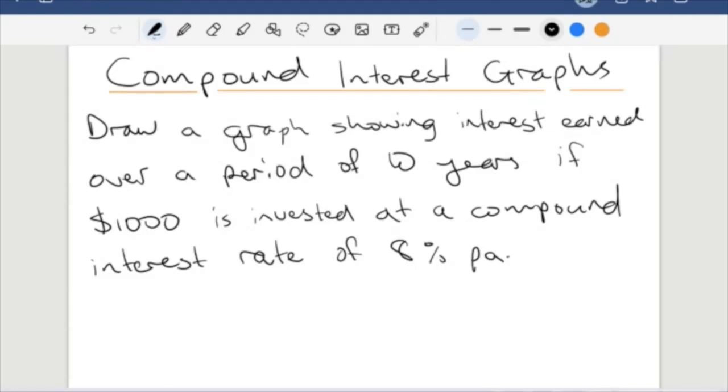Okay, so as promised in the previous video, we looked at drawing up some simple interest graphs, and here we're going to look at doing the exact same thing, but looking at a slightly trickier concept, which, as we've looked at before, is compound interest.